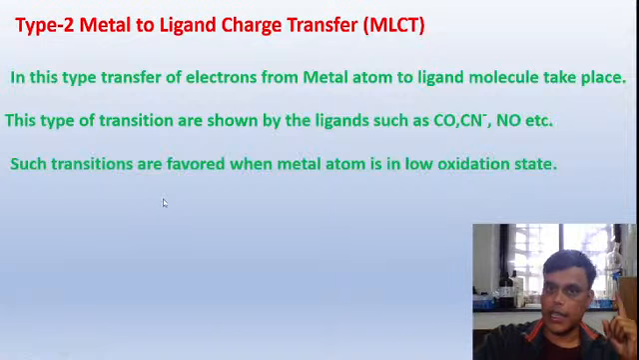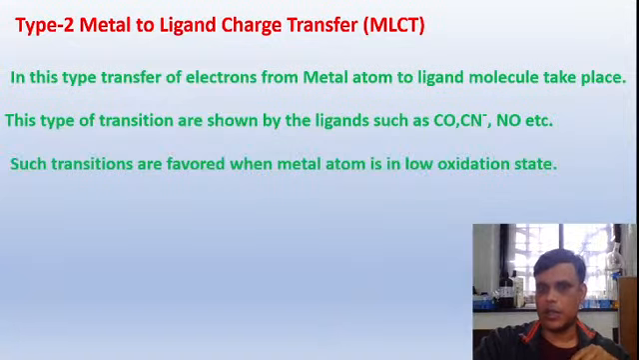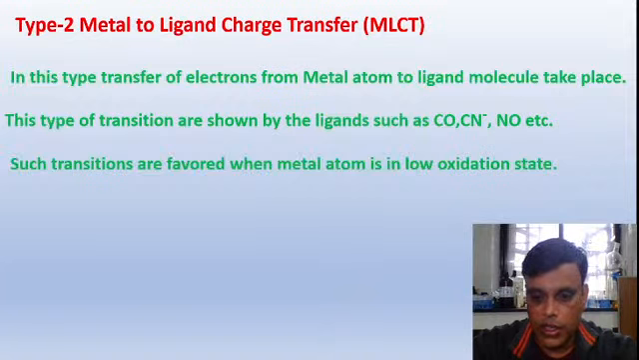The first transition, that is LMCT, is favored when the metal atom is in high oxidation state, and the second type, that is metal to ligand charge transfer transition, is favored when the metal atom is in low oxidation state.